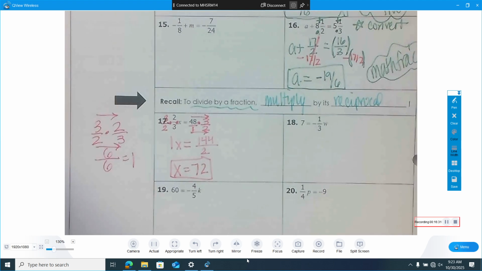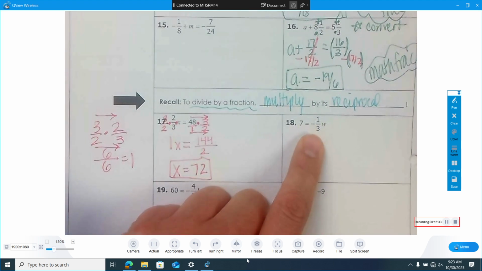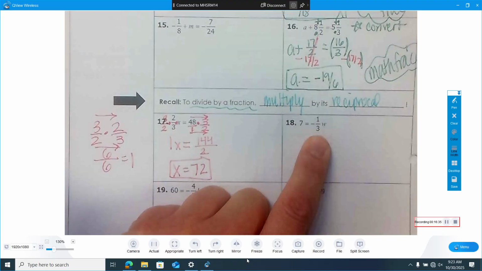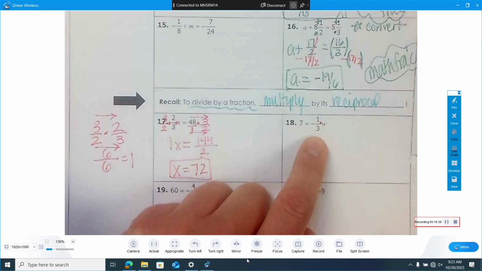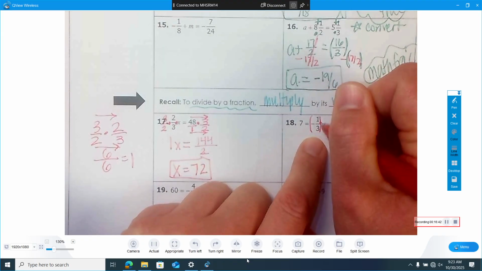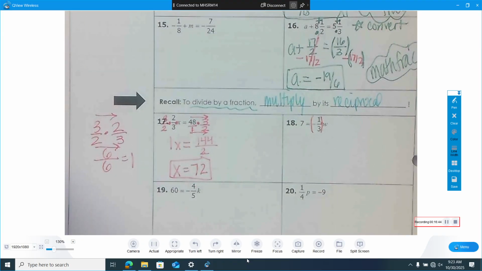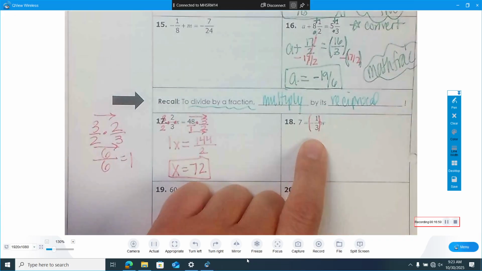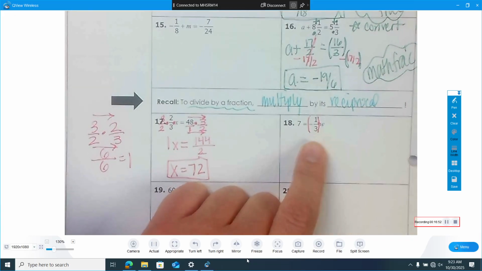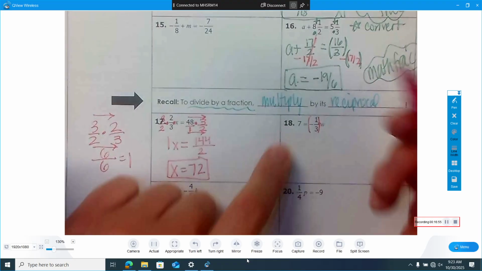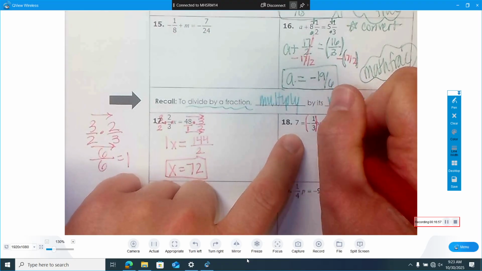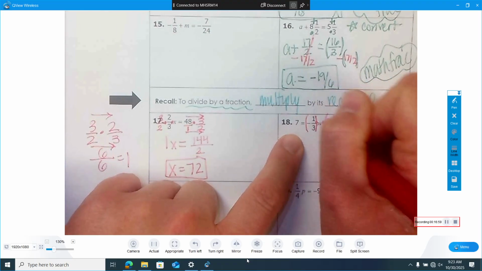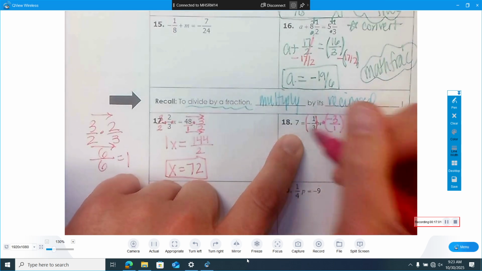All right, let's try number 18 here. I have negative 1/3 times w. How am I going to get rid of that negative 1/3? Multiply by negative 3 over 1. So we're going to multiply by the reciprocal here. I'm going to multiply both sides by negative 3 over 1. Multiplying by the reciprocal.